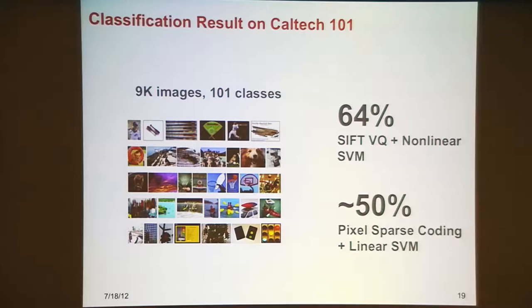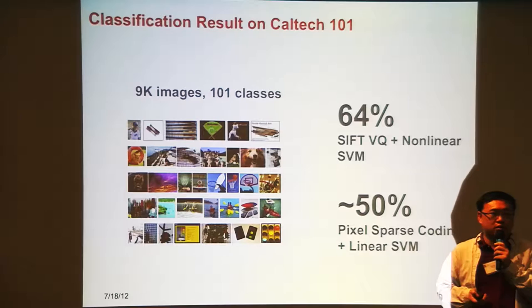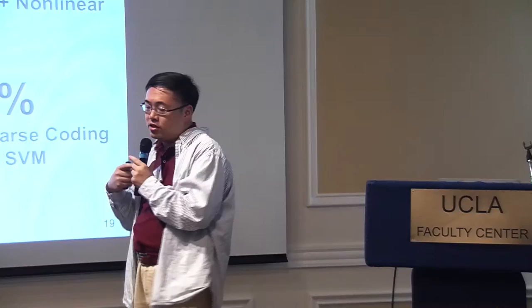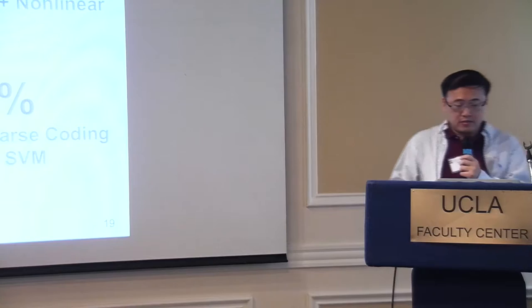They applied these methods on the Caltech 101 benchmark. In this data set, you have probably about 9,000 images and 101 classes. Using the bag of features representation on SIFT with spatial pyramid and a nonlinear SVM, the state-of-the-art result on this data set was 64%. Then if you apply sparse coding on the pixel level, on the raw patches, and then do pooling, you get around 50% accuracy. So that seems not so good.